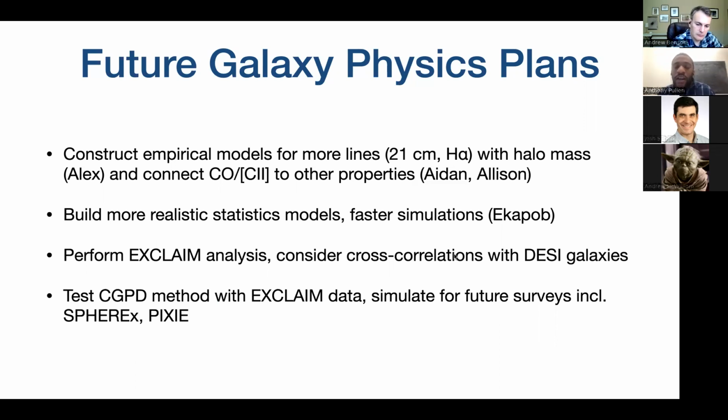And then finally, as I mentioned before, we want to be able to test our conditional galaxy property distribution method with data as well, to get a test run of how to do this type of measurement, as well as to use simulations to model what we can expect future line intensity mapping surveys to do, because we expect that future surveys will be a lot more sensitive. They'll be for galaxy evolution as well as cosmology, and we want to do the best job to prepare for when those data sets arrive.